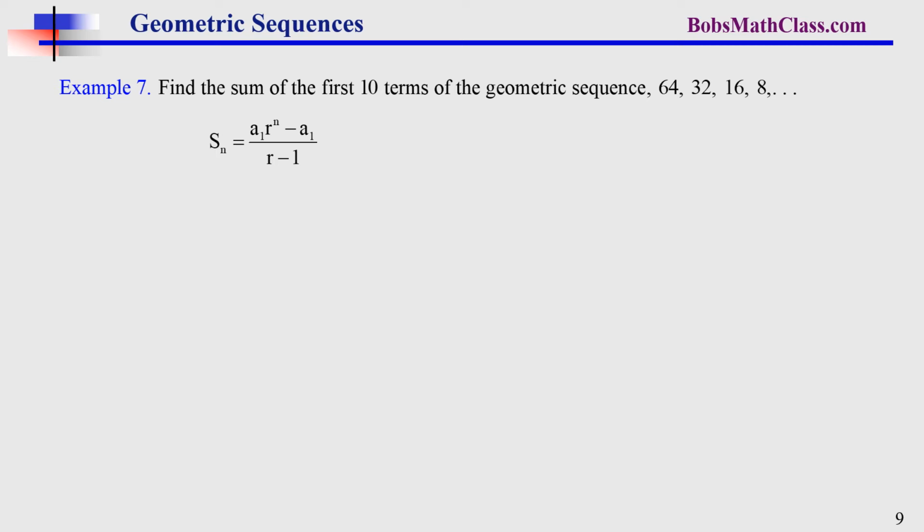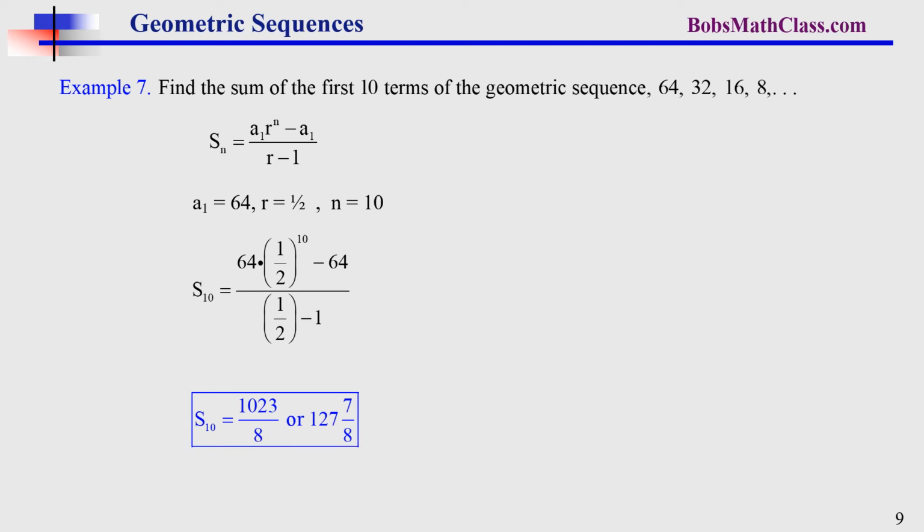And our N is 10. Plug those into our handy dandy formula. Use our calculator. It might come out to be an improper fraction. Change it to a mixed number. 127 and 7/8. Again, it's always good to have a decent calculator that can handle some fractions.